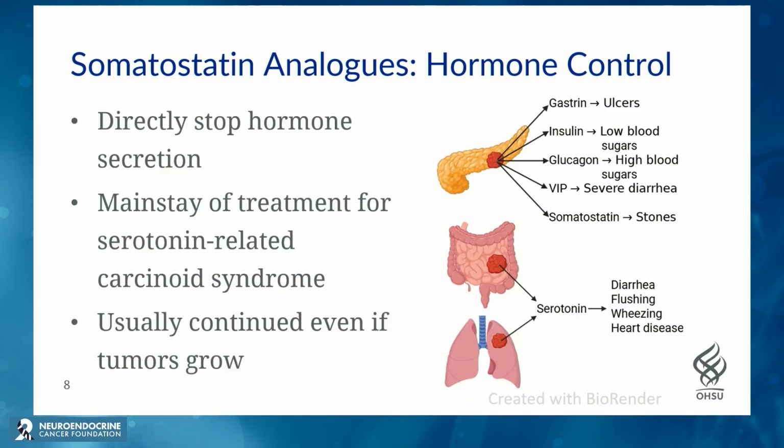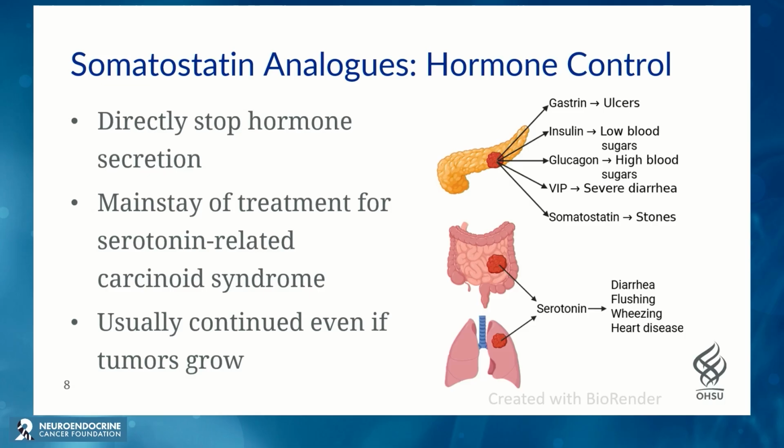Some of the hormones that can be secreted include gastrin, which triggers acid secretion in the stomach, which can lead to ulcers; insulin, high levels of which can result in low blood sugars; glucagon, which can cause the opposite and very high blood sugars; VIP, vasoactive intestinal peptide, can cause severe diarrhea; or a very rare entity where somatostatin is actually secreted, which results in gallstones. So really, somatostatin analogs are critically important for the purpose of slowing down or stopping hormone release.